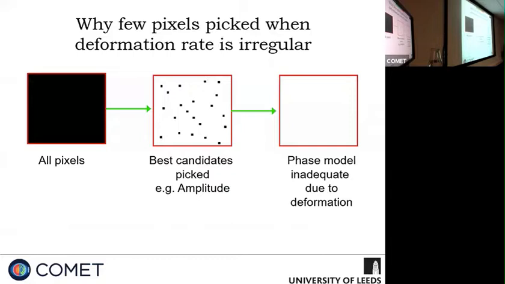So this describes what I just said. You have some very good candidates, and these might be persistent scatterers, but you can't detect them because the deformation doesn't adhere to your model. So you basically reject all of your points.